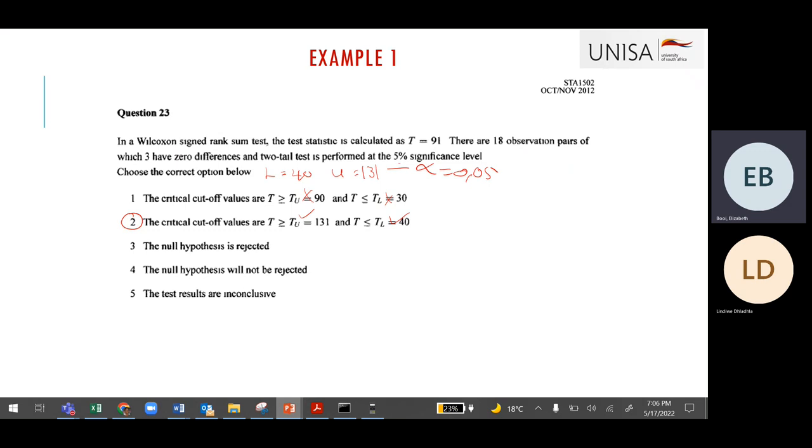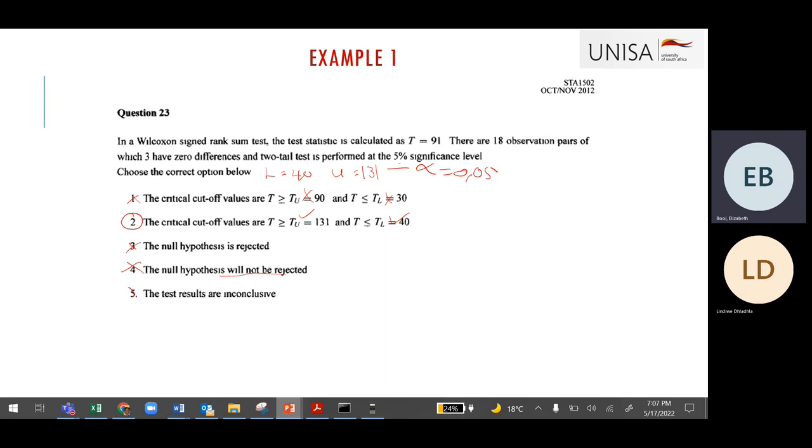But anyway, we can also look at whether we reject the null hypothesis or not. Because T is between 40 and 131, we do not reject. Unless this question was asking which one is incorrect. The next one says the null hypothesis is rejected. No, we do not reject the null hypothesis because it falls between the limits, so that one will not be correct. And we do not say the null hypothesis is accepted. We say we do not reject the null hypothesis, so that won't be right.